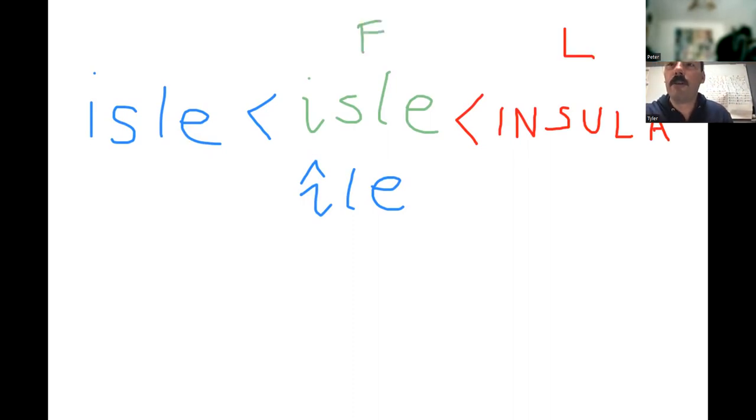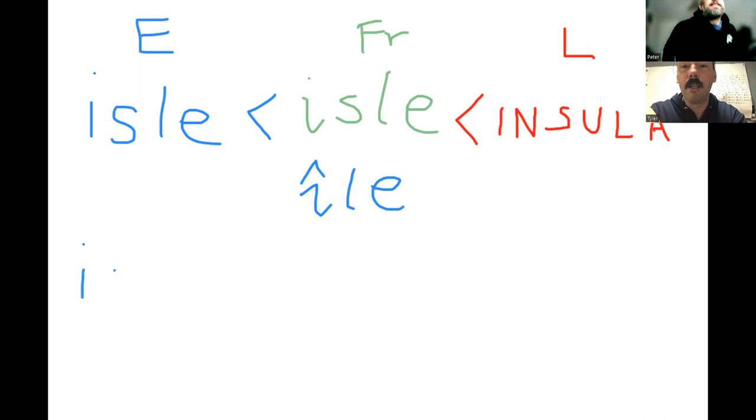French is a daughter language of Latin. Lots of the words just developed organically through time. This getting to English is a borrowing. So we have this somewhat rarer word isle, and the common word that we have for a small body of land that is surrounded by water is island, and that spelling is a lie.